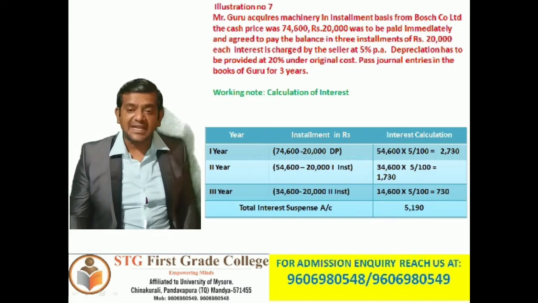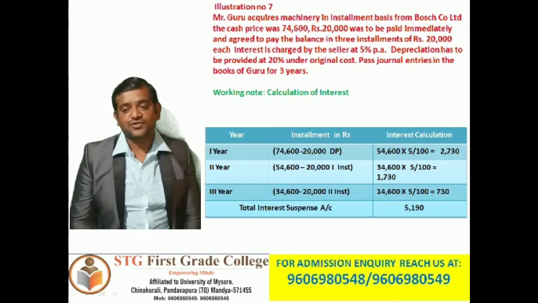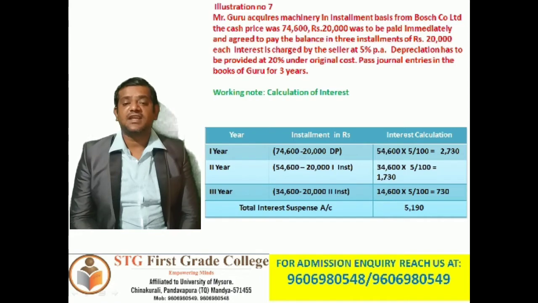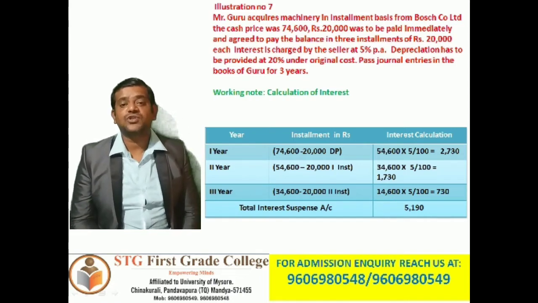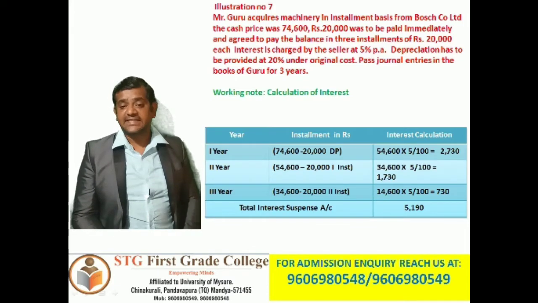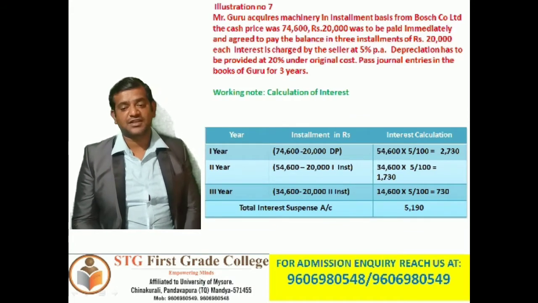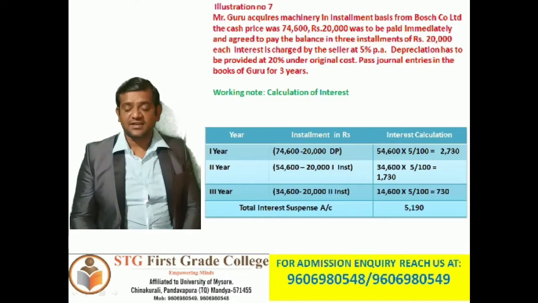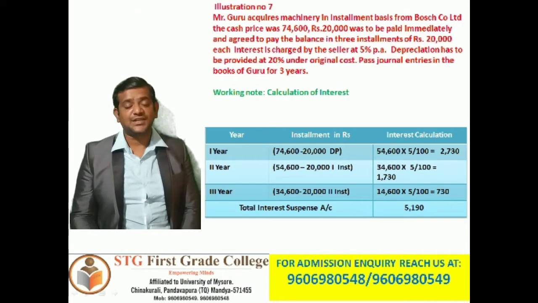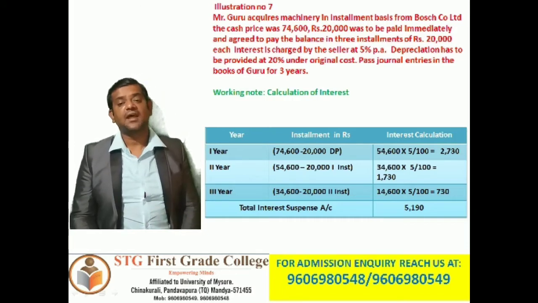So the interest chargeable amount is 54,600 rupees into 5 divided by 100, which comes to 2,730. So the first year interest is 2,730 rupees. Next, second year: 54,600 minus the first installment of 20,000, so deduct it, 34,600 into 5 divided by 100, that comes to 1,730 rupees.